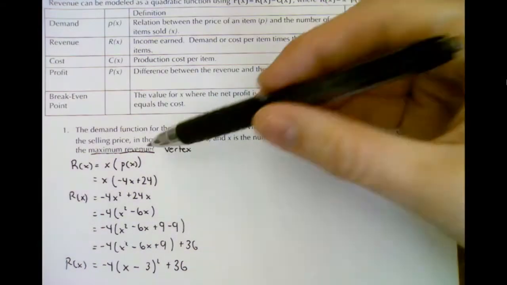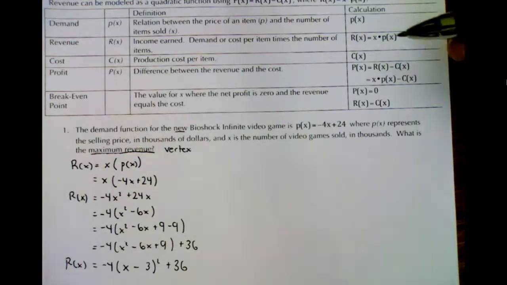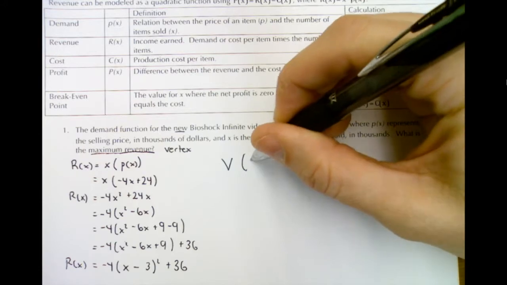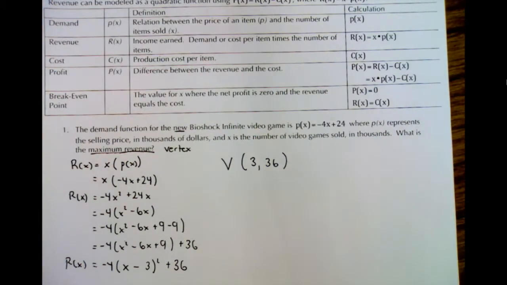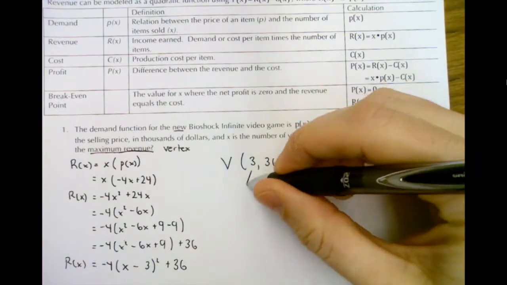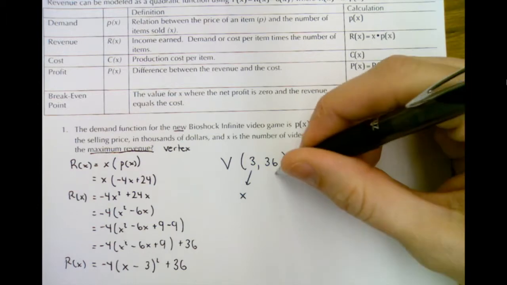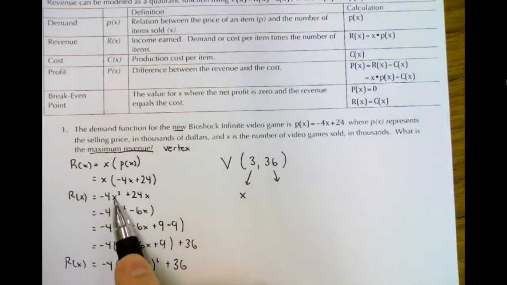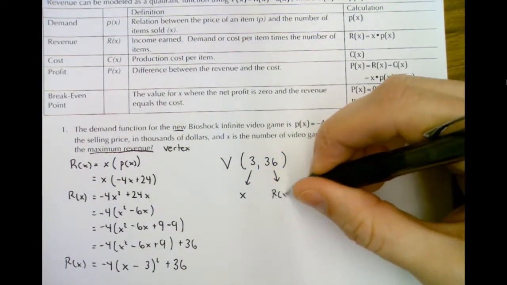So we wrote our demand function in standard form, we converted it to vertex form, we ended up with a vertex. So I'm going to write the vertex. Vertex is (3, 36). So what are the 3 and the 36? Well, 3 represents our x because it's in the x position, and 36 is our y, but we weren't working with x's and y's, we were working with x's and R of x's. So 36 is our R of x.